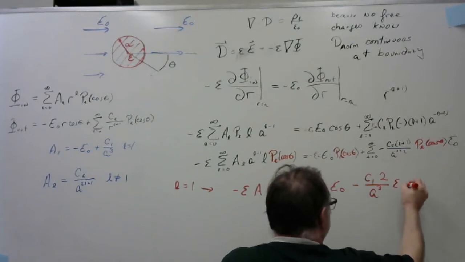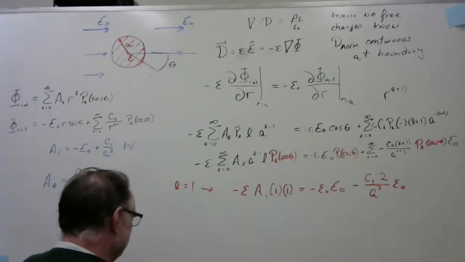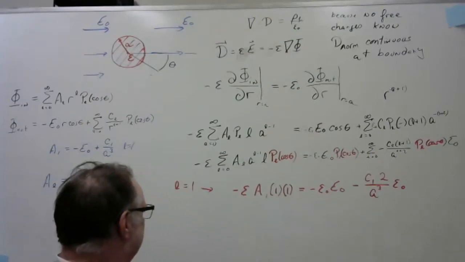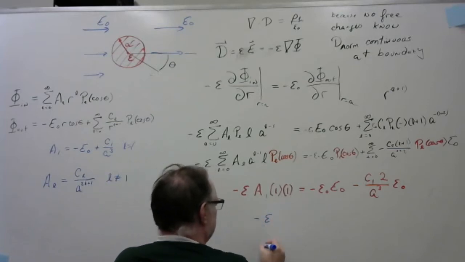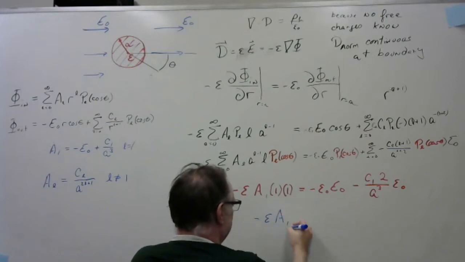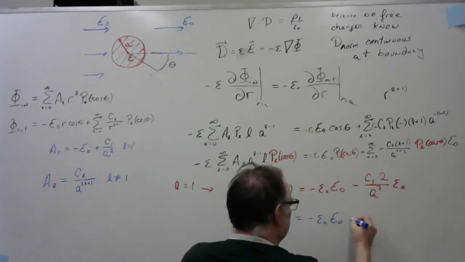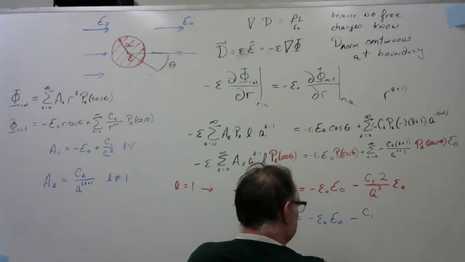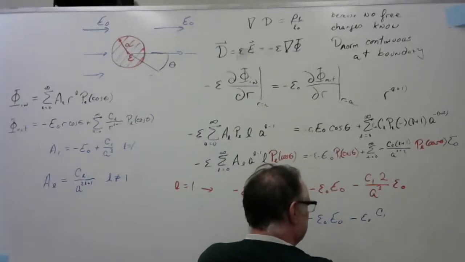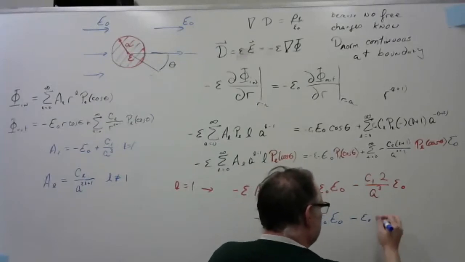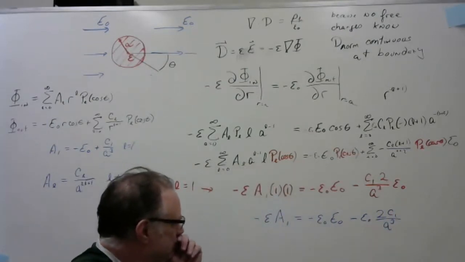And this is times epsilon naught as well. Let's clean this up. So I get minus epsilon A1 equals minus epsilon naught E0 minus C1, I'm sorry, epsilon naught C1 times 2C1 over A cubed.